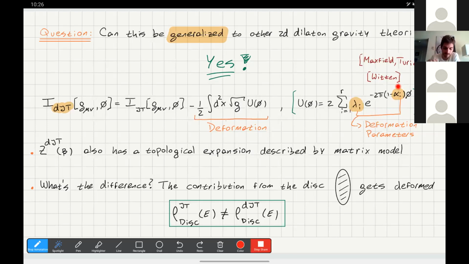The very nice thing they found in those papers is that the story also holds true for these deformations. It's dual to a matrix model, and you have the topological expansion and the matching to all orders. It's perturbative, of course. What is the difference? The disk partition function, or the disk spectral density, is different for Jackiw-Teitelboim gravity and for these deformations. Therefore, you have the same recursion relation, but the starting point is different.